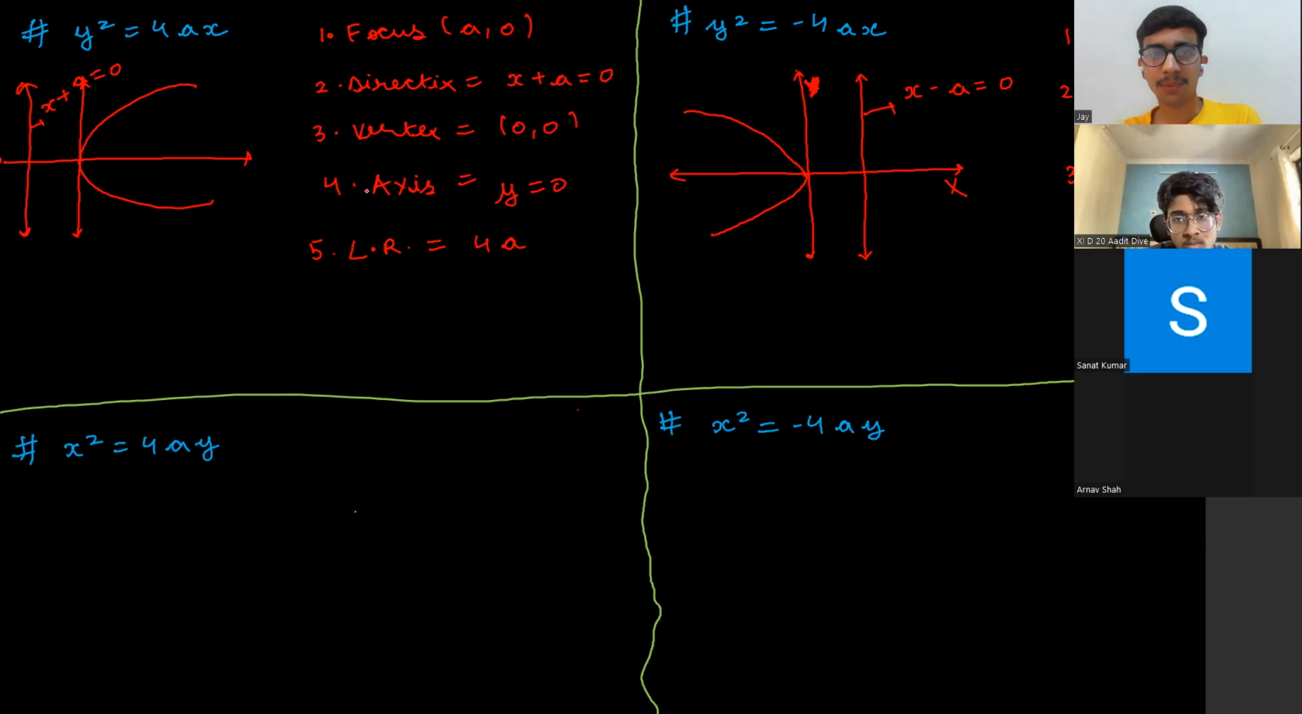Then we have the axis. What is the axis? y equal to 0. Okay. What about the latus rectum? Minus 4a? 4a. Why 4a? Length, sir. Length always remains positive. That is why 4a. Okay.